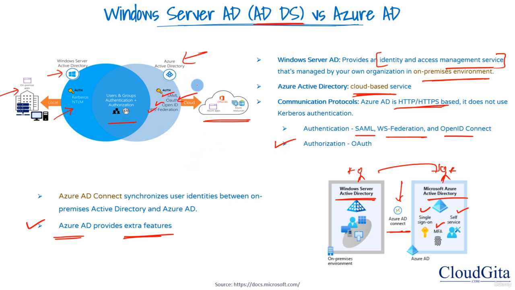For example, Azure Active Directory has a flat structure. And in Windows Server, if you remember, we used to have an OU, organizational units, kind of structure. So basically you can relate both of these services, but at the same time understand that these two services are not exactly the same.